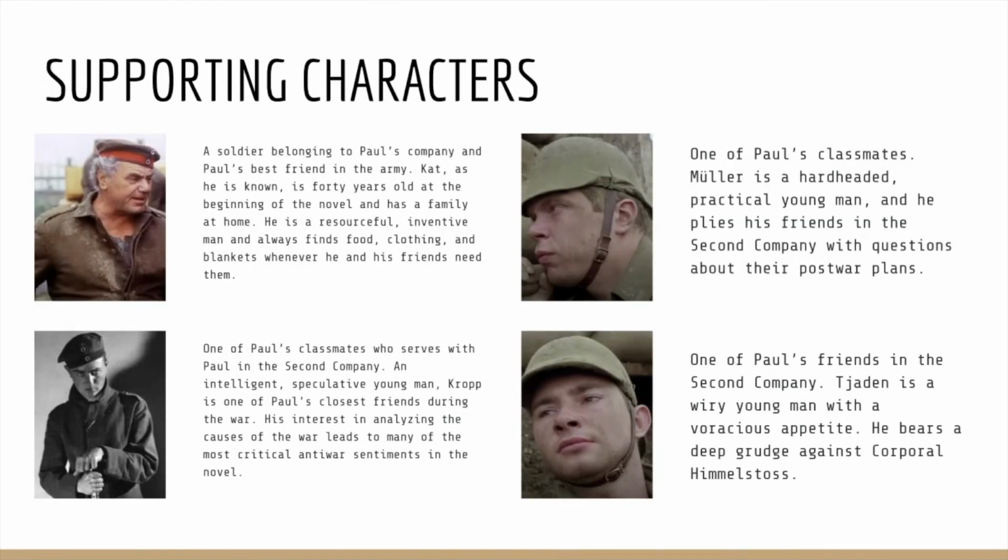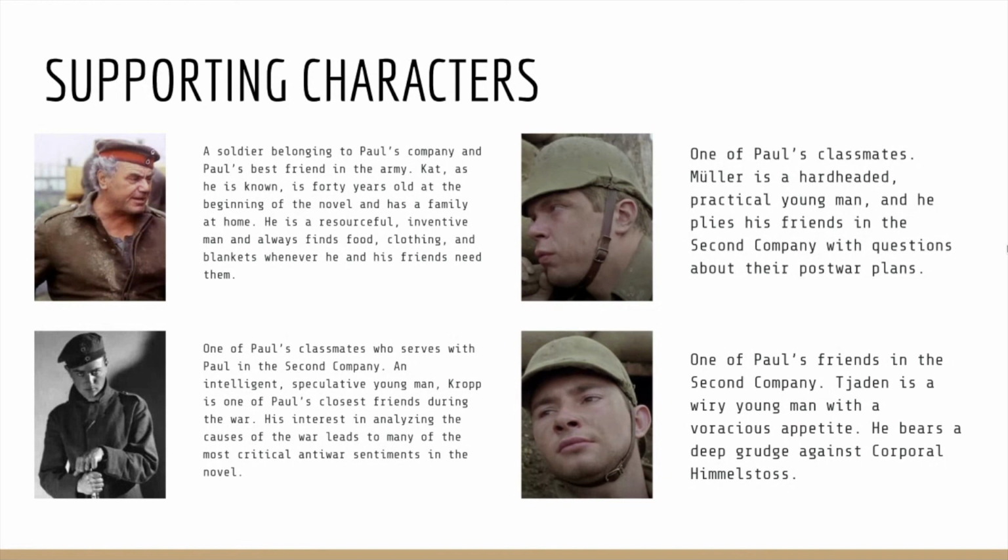Next is a list of supporting characters. These are some of Paul's best friends and in his group during the army. And you have to remember something, that these are German soldiers. They're all German. We're reading from the German perspective. So Paul Baumer is German. All these characters are also German. So first up, right here, this is Stanislaus, or Kat, or Katminski, as he is known.